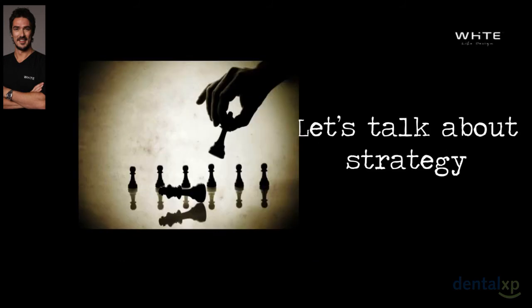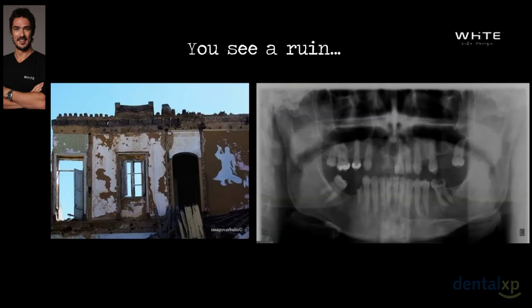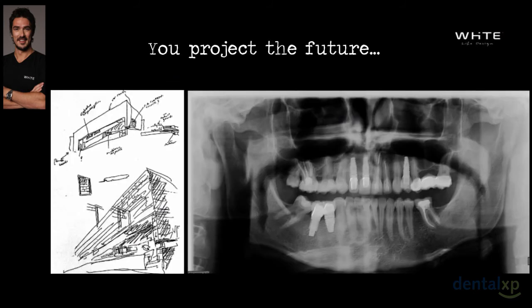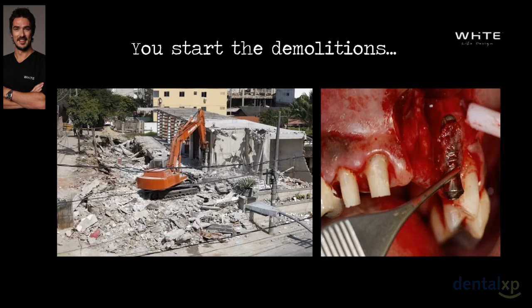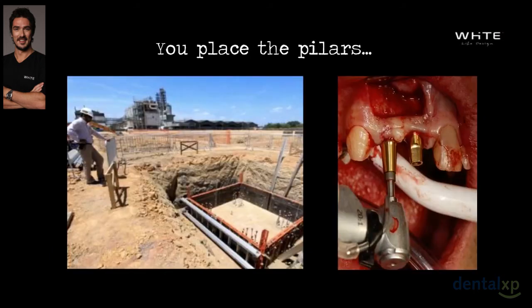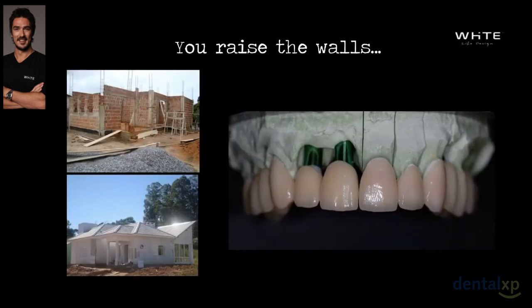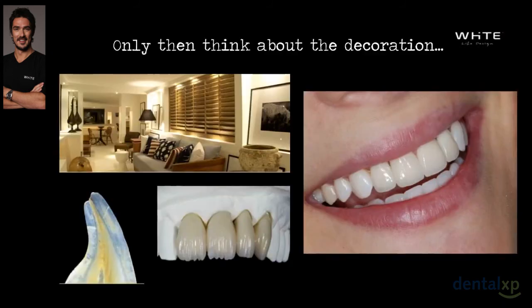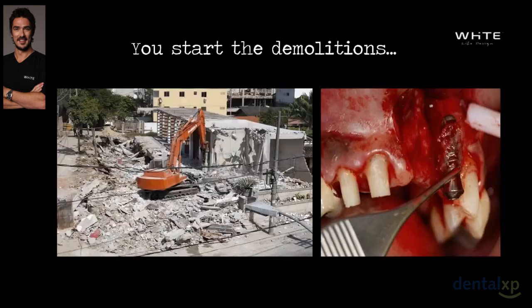Now, let's talk about strategy. When patients come in with very complex cases, the way that we like to discuss this with the patient is to compare it to rebuilding a ruin. First you see the ruin, you project the future, which is what an architect does. Then you start demolitions, you place the pillars, raise the walls, finish the case, and decorate. I think every patient in the world can understand this analogy.